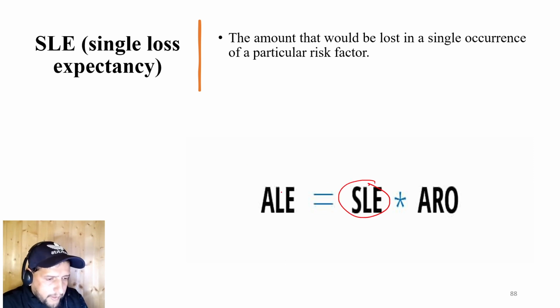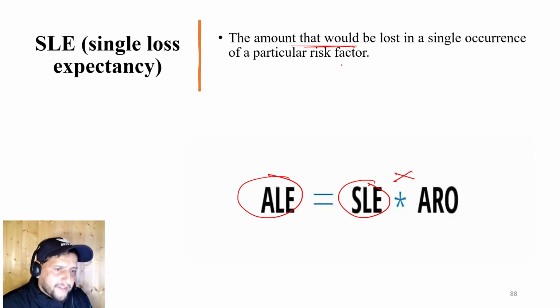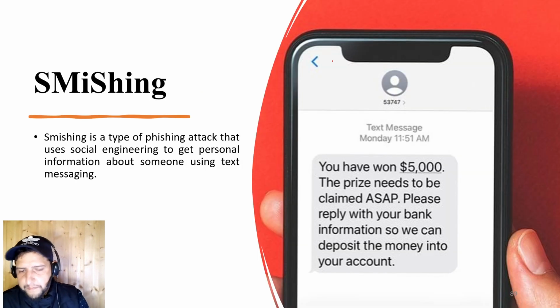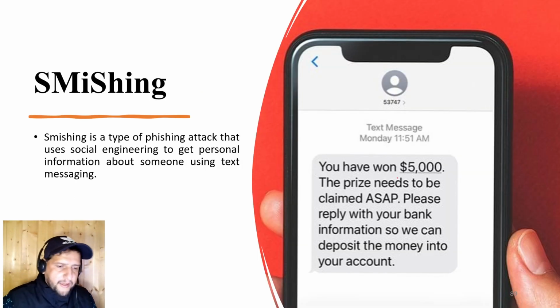SLE is single loss expectancy, which feeds into how many times it's going to occur. This is how we calculate annual loss: the amount that would be lost in a single occurrence of a particular risk factor.